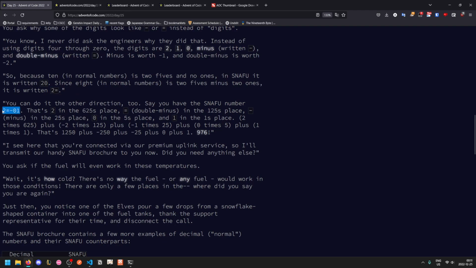2 equal minus 0, 1 would be 1 times 1 plus 0 times 5 plus minus sign, which is -1 times 25, plus -2 times 125 plus 2 times 625. And so that would add up to 976. And so this is called balanced. I guess it would be called balanced base 5.